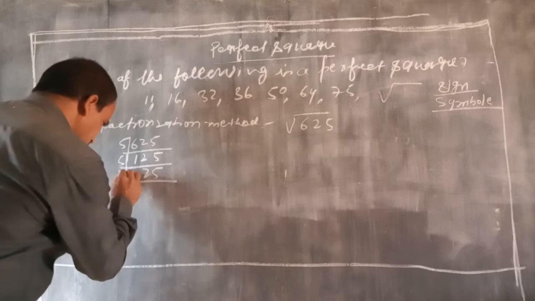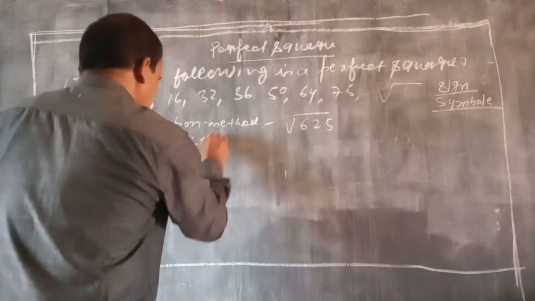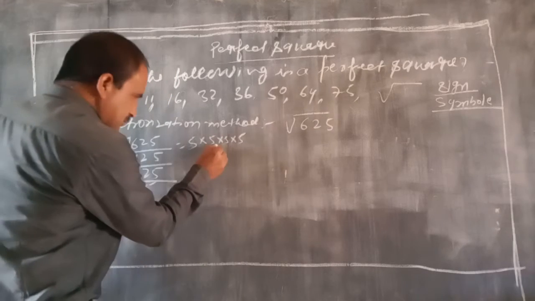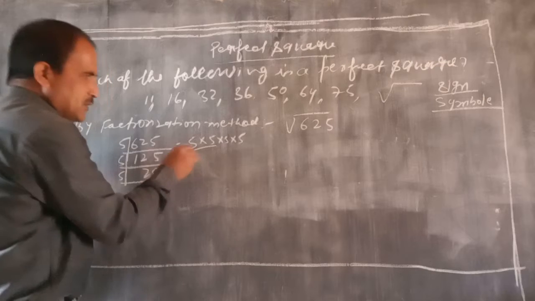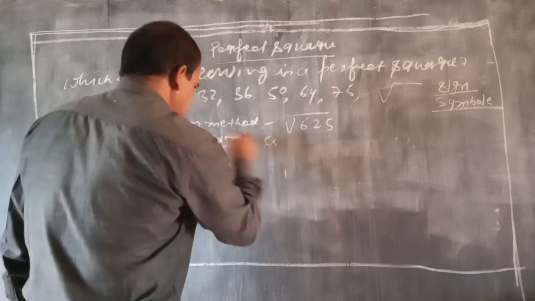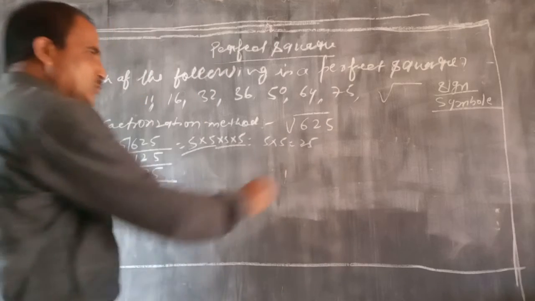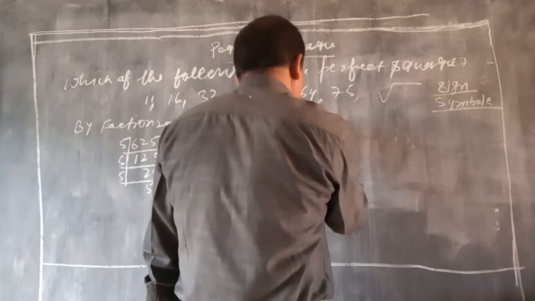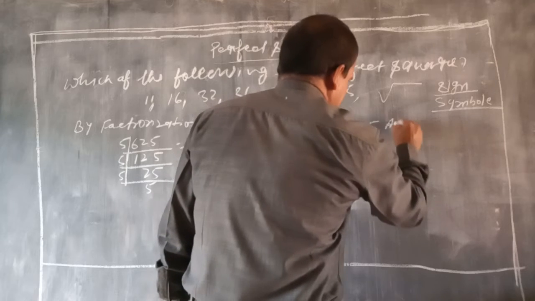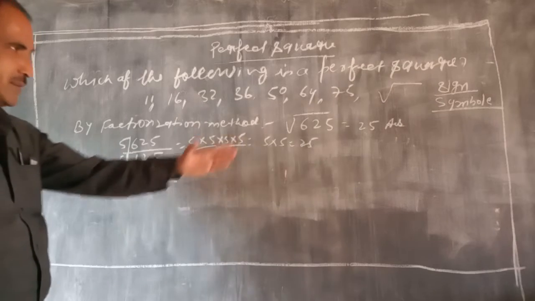And here is also 5. Then here is 5. Now 5, 5, 5 and 5. Now we are going to pair these. 1 pair and 2 pair. The first pair is 5 and the second pair is also 5. Then here it will be 25. So we got that the square root of 625 is 25. This is your answer that you have got by the factorization method.